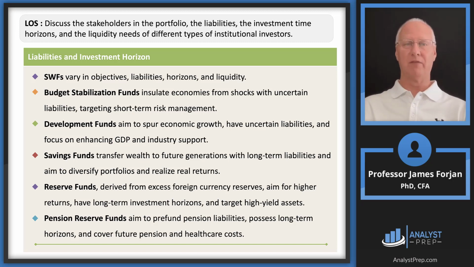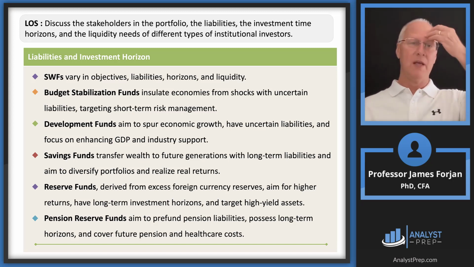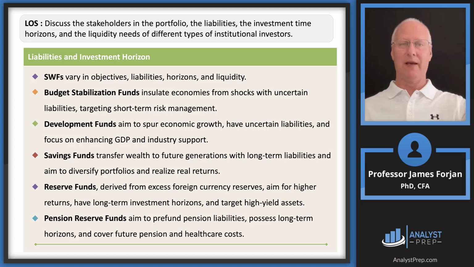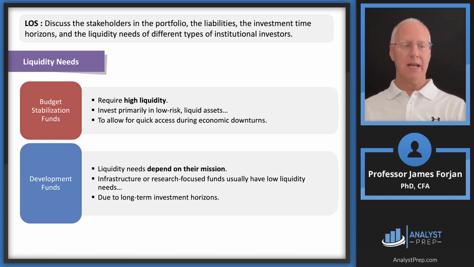All right, so these sovereign wealth funds, they vary in all of their different kinds of objectives, depending on which of those 5 that we just described in those previous slides. They might have different goals, different objectives, different time horizons and different liquidity needs. And so here we go. Here's a couple of diamond points that illustrate some of those differences. Now, budget stabilization funds, there's lots and lots of liquidity in there, so low risk and highly liquid assets.